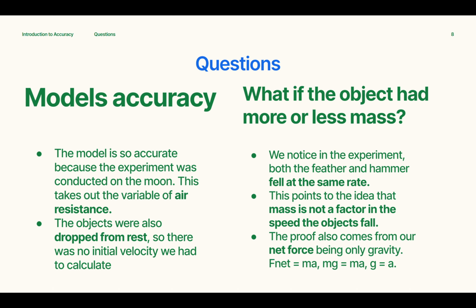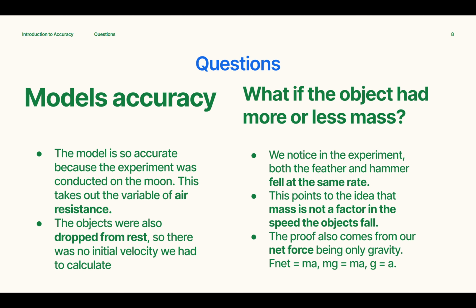Questions. The model's accuracy. The model is so accurate because the experiment was conducted on the moon. This takes out the variable of air resistance. The objects were also dropped from rest, so there was no initial velocity we had to calculate.